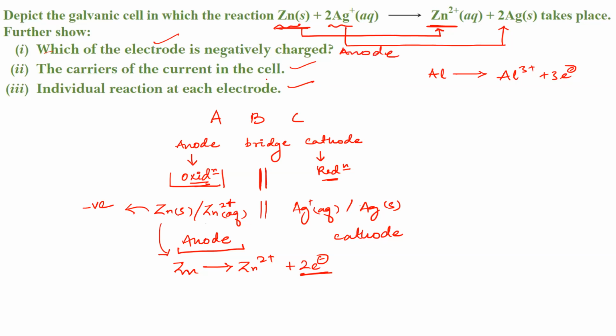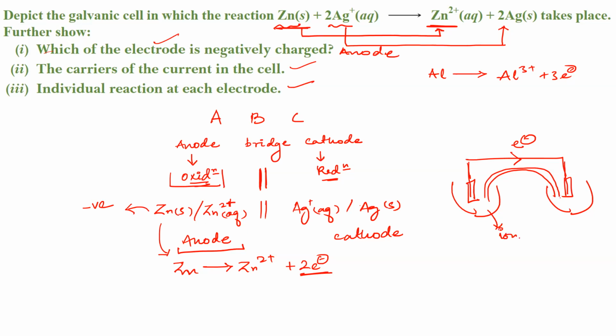So what are the carriers of the current in the cell? In the cell we have 2 carriers. We have the wire in which the electrons flow, and then we have these 2 containers between which we have a salt bridge. Inside the containers there are ions. So in the wire we have electrons, and in the solution we have ions. If we don't have ions, the cell will stop working, and if you don't have electrons, obviously the cell is going to stop working.